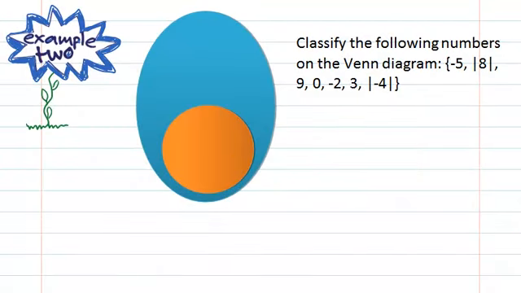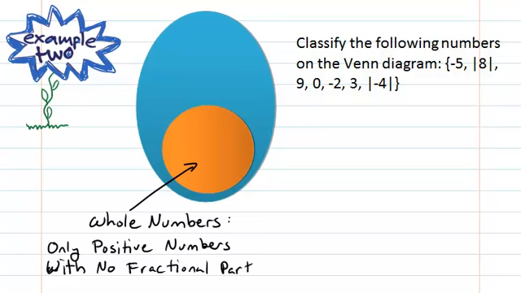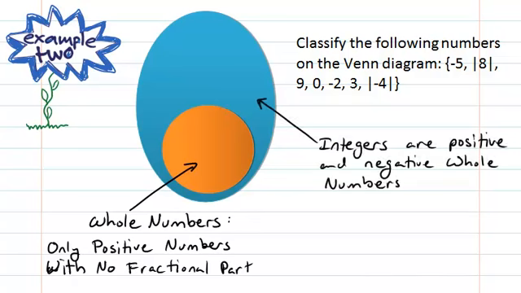In example 2, we will classify the following numbers using a Venn diagram. Remember that a whole number is a number that does not need to be written as a fraction or as a decimal, and that an integer is a positive or negative whole number. So in this Venn diagram, the orange circle represents all the whole numbers, and the blue ellipse represents all the integers. Notice that whole numbers are included in integers, which means that every whole number is an integer.